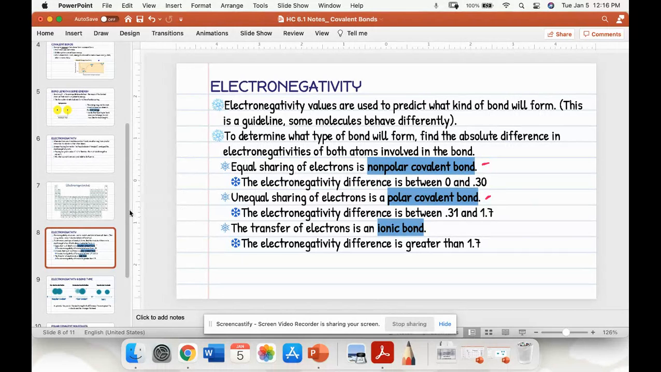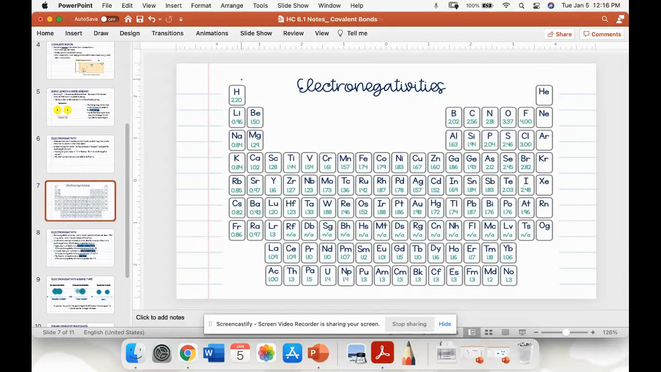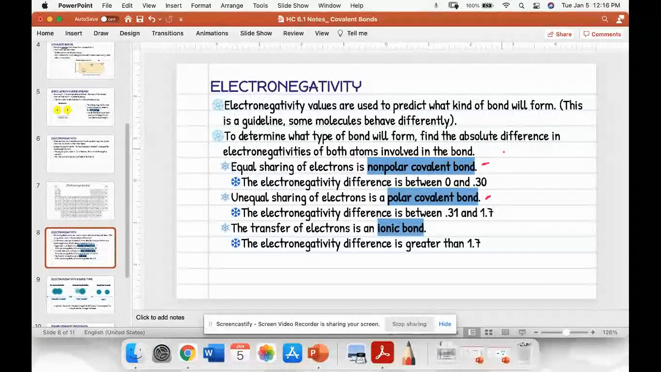And when I say electronegativity difference, let's just say we had a hydrogen-hydrogen bond. So that value for hydrogen was 2.20, and I'm going to show you this in a minute. It's also what we're going to do together on the worksheet: 2.20 minus 2.20. So their electronegativity difference is 0.